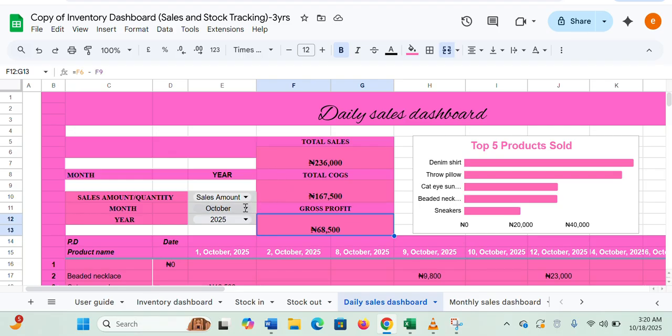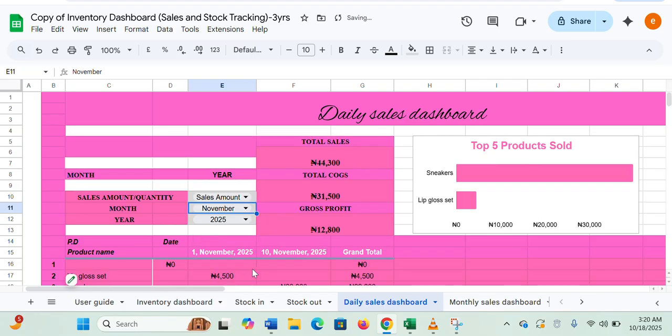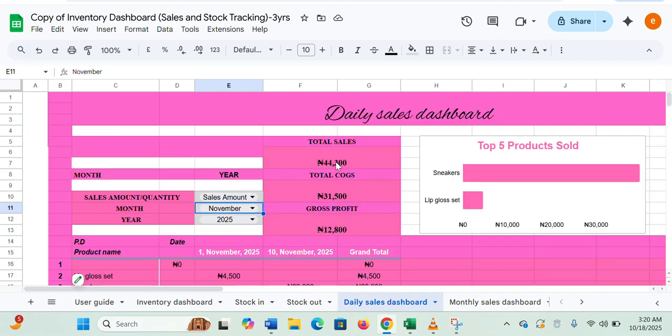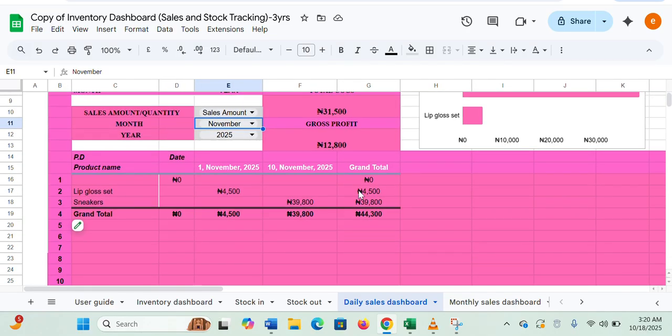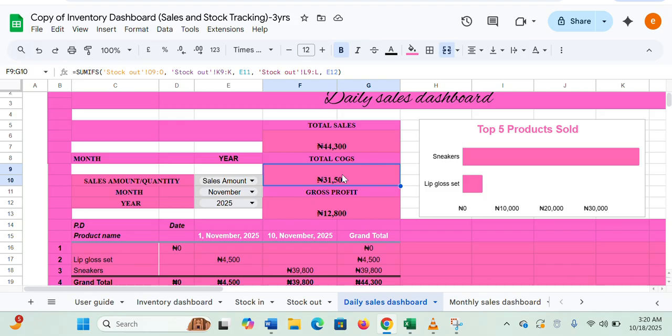But now let's say I want to look into the month of November. Not much sales was inputted, but there are few sales. So now it tells me that, oh, you only sold lip gloss and sneakers. Do you understand that? You can see that this has changed, meaning that, oh, I made a total of 44,300, and this is a breakdown of how you made that particular amount. This is how much cost of goods, total cost of goods sold.